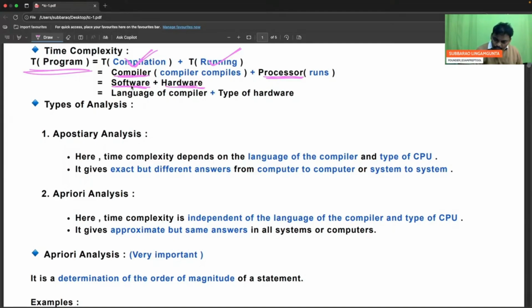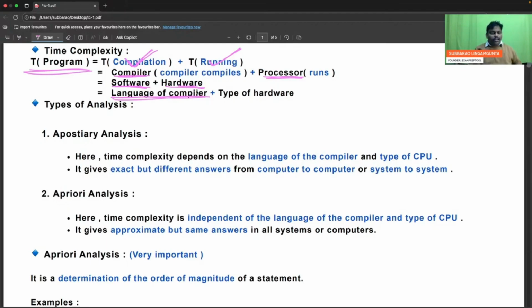Suppose assume that compiler is a software. Software means program, and program means in which language it is written. So remember, compilation time is based on a compiler, which is a software. That software is written using which language? Suppose that software is written using a faster language, compile time is less. If that software is written using a slow language, compile time is more.